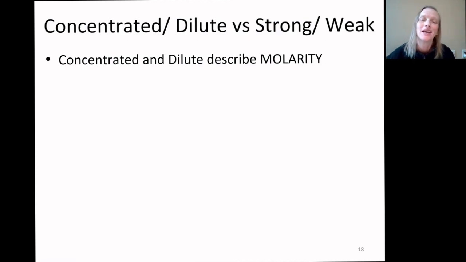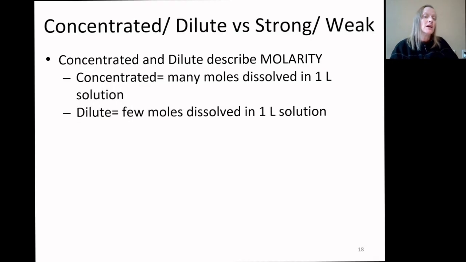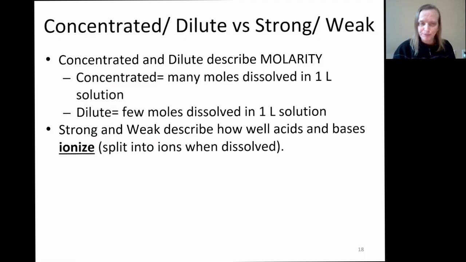Hi, folks. Today we're going to learn about strong versus weak acids and bases. And the first thing you need to know is that this is a different concept to concentrated versus dilute solutions. When we say the words concentrated and dilute, we're describing molarity, how many moles you have dissolved in 1 liter of solution. If you have a concentrated solution, you've got many moles dissolved in 1 liter of solution. If you've got a dilute solution, you have just a few moles dissolved in 1 liter of solution.